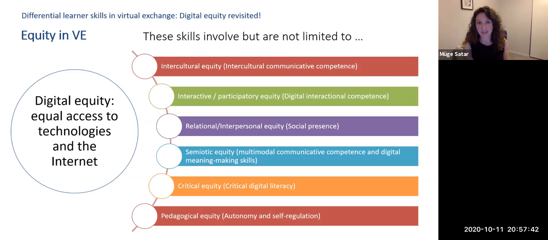Semiotic equity, as we touched on today, the multimodal communicative competence and the digital meaning-making skills, and the way that the participants can interpret the variety of signs and meanings that can be interpreted from an image based on various sociocultural contexts. Critical equity, obviously critical digital literacy, which is an area for Mirjam and her expertise, that we have seen how students sometimes avoid certain topics, that they should actually be able to address these topics and talk about these in a respectful manner rather than avoiding them. But also pedagogical equity. In some of our work, we've shown how autonomy and self-regulation plays an important role in what the students might be able to take away from these exchanges.